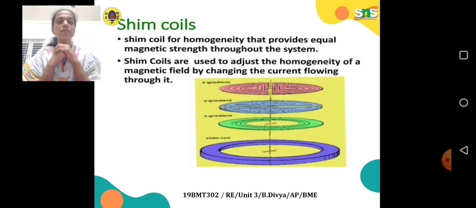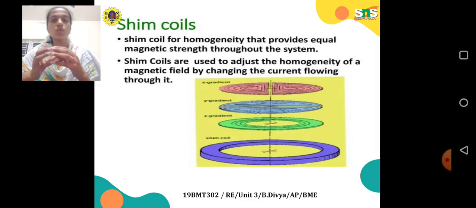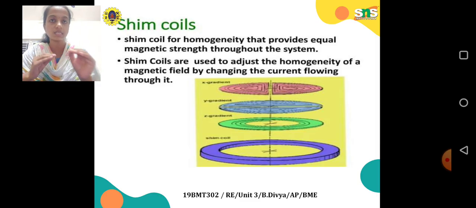Next, the Shim coil. What is a Shim coil? A Shim coil is a second type of coil. Shim coils are for homogeneity, which provides equal magnetic strength throughout the system. What is homogeneity? It is equality, which will be maintained in the same way, providing equal magnetic strength throughout the system.